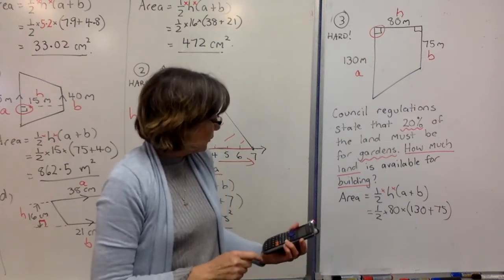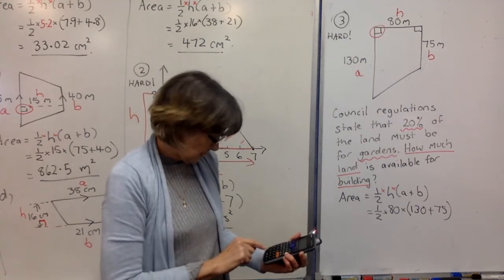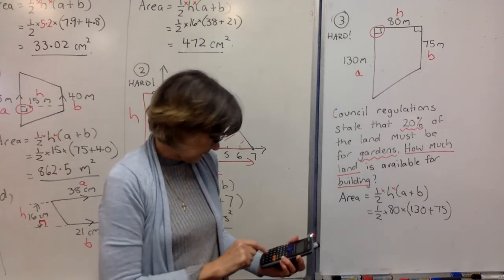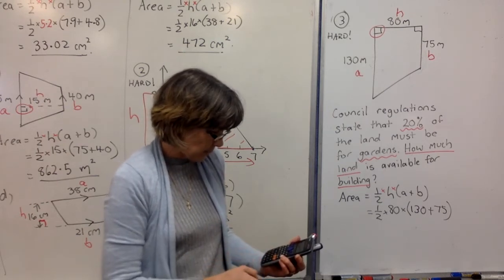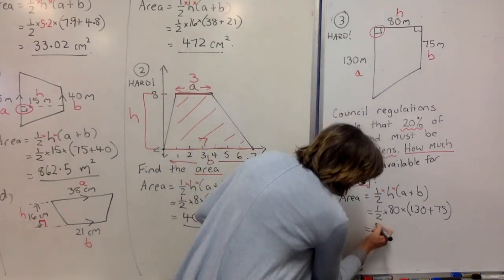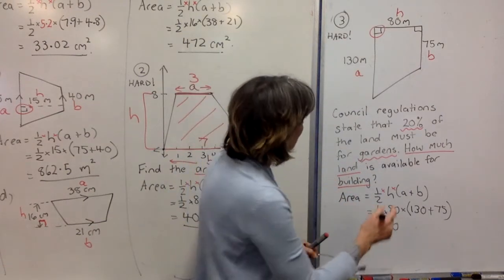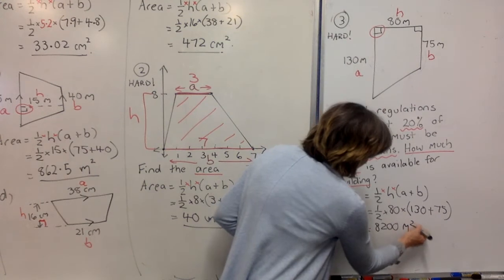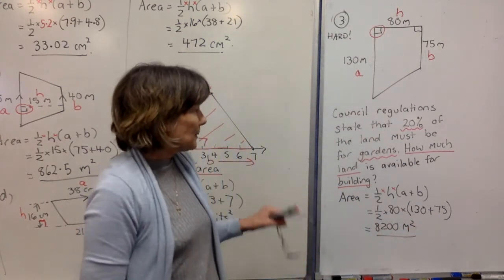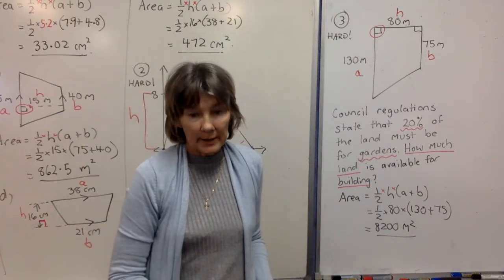So 1 over 2, make sure you right arrow after the fraction, times 80 times open bracket 130 plus 75, close bracket and press equals. And I've got 8,200. Now leave that on your screen at the moment. We'll just leave it there. And this is in metres squared for area. Now, 20% of this 8,200 square metres must be for gardens.